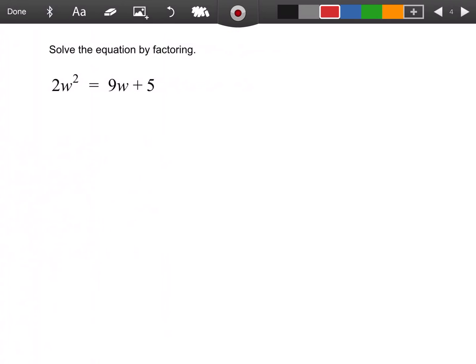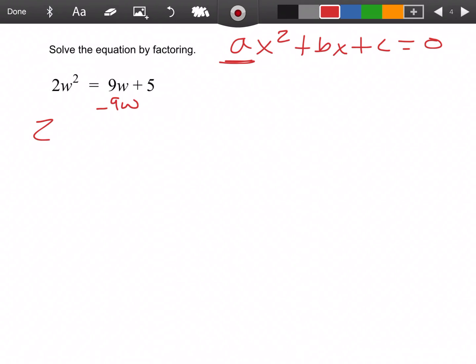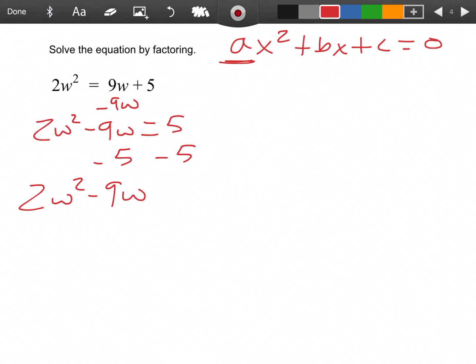And then the last one is a lot like that, but we have two things on the wrong side. So in this situation, if you think about ax squared plus bx plus c equals 0, we always want to have a positive if we can help it. So instead of just subtracting 2w squared, I would subtract 9w on both sides. So we get 2w squared minus 9w equals 5. Then I would subtract 5 on both sides. I know it seems like a little bit more work, a little bit more inverse operations, but I would highly advise keeping a positive in this case.